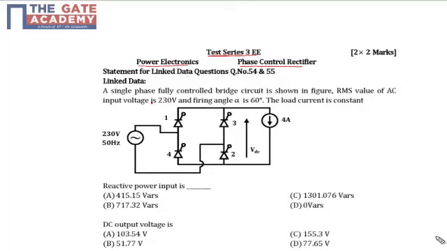The RMS value of AC input voltage is given as 230 volts, which is nothing but the supply voltage, and the firing angle alpha is 60 degrees. The load current is constant, that is I0 is equal to 4 amperes, in the given figure, and it is a fully controlled bridge circuit. We have to find the value of reactive power input.